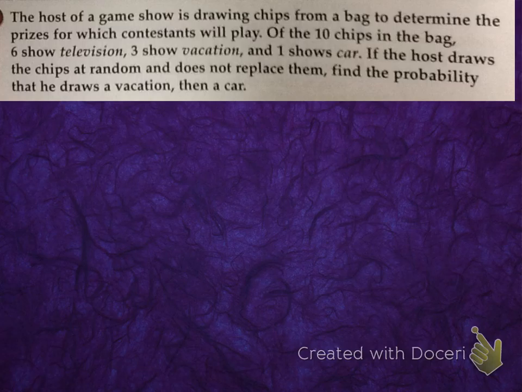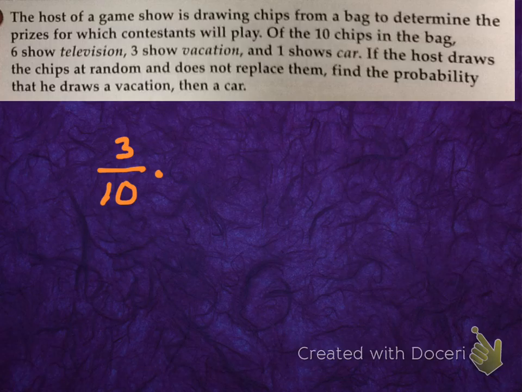Okay, so let's just talk about the first chip. What's the probability on the first chip that he draws vacation? 3 out of 10. 3 vacation chips out of 10 total chips. Remember, probability is good over total. We learned that the first day we started talking about probability. Good chips over total chips.